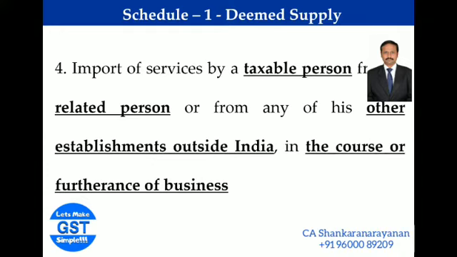If I am importing any service from a related person or any of the other establishments, it is like Coke US. I could have even purchased it from or got it from Coke Australia, not a problem. But it is my related person or any establishment outside India. I am taking the services in the course of furtherance of my business in India. Then even if I do not pay a single rupee consideration, department will step in and say, there is a supply and you have to pay GST.